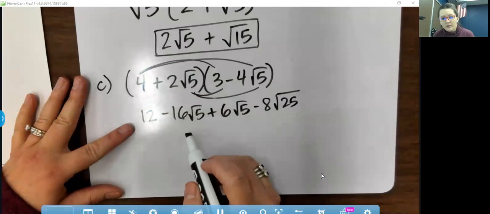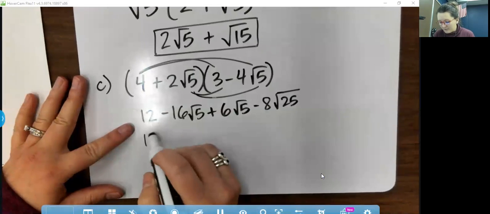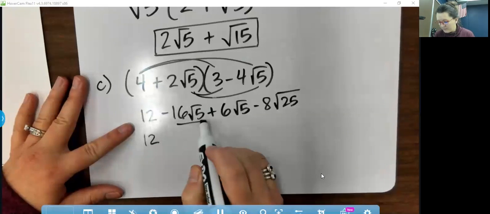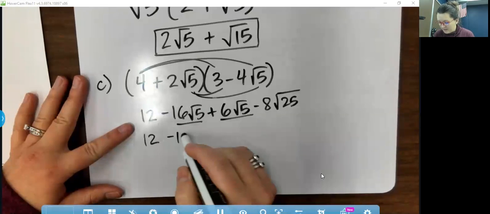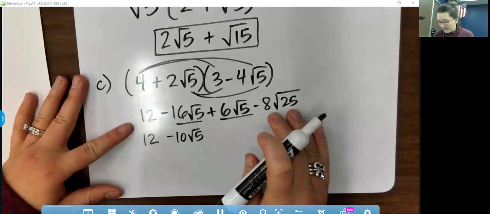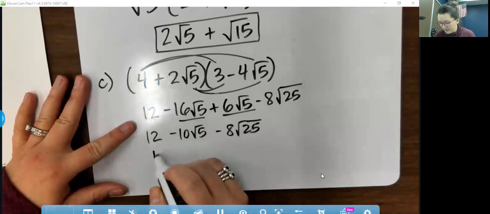All right, so I'm going to look at my, remember when we did this in algebra with your x's and your x squared, same thing, same thing. So I have 12. I'm going to put those together because they're like terms. So I have negative 16 and 6 is negative 10 root 5. And look here, I can simplify this. Let's make that an extra step. You don't have to make it an extra step, but I will.